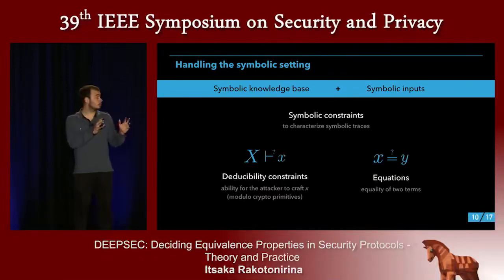Intuitively, deducibility constraints state that the attacker is able to craft some term. For example, if you're considering an attack scenario where the attacker is crafting a term X and sends it to the protocol, the analyzer will record a deducibility constraint on this crafted term. And equations state the relations between the messages exchanged by the protocol. For example, if some ciphertext is decrypted using some symmetric cryptography, then the analyzer will record an equation stating that the decryption key is the same as the encryption key.